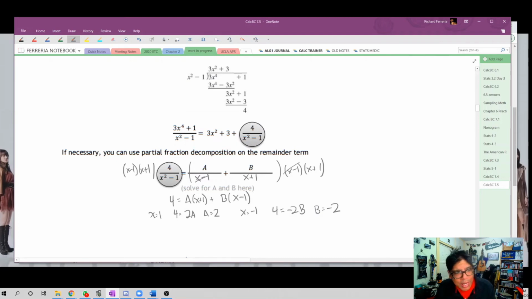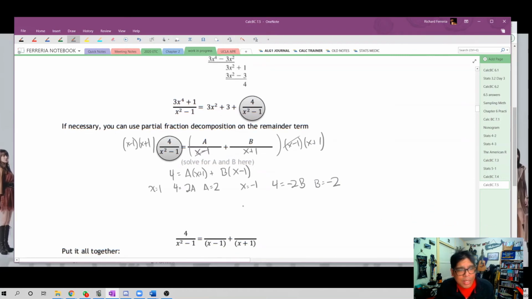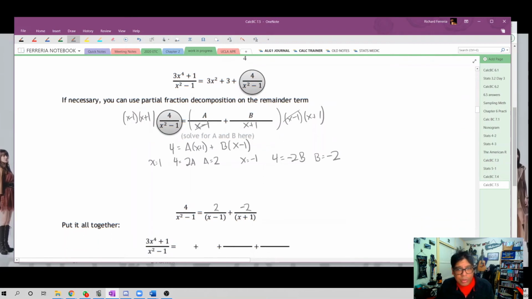Some students say, hey, is that a pattern? 2 and negative 2? No, there's no pattern like that here. If one's 2, that doesn't mean the other one's going to be negative 2. So we're going to put that all together. On top of x minus 1 is a, and a is 2. And on top of x plus 1 is b, and b is negative 2. And now, of course, we can integrate.